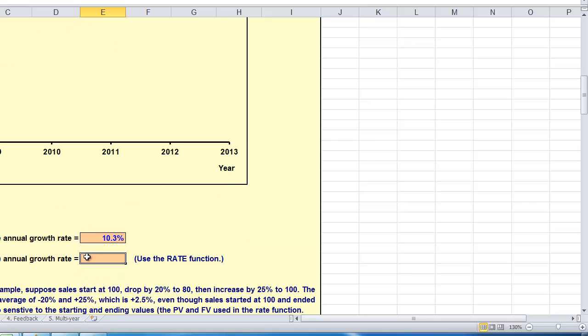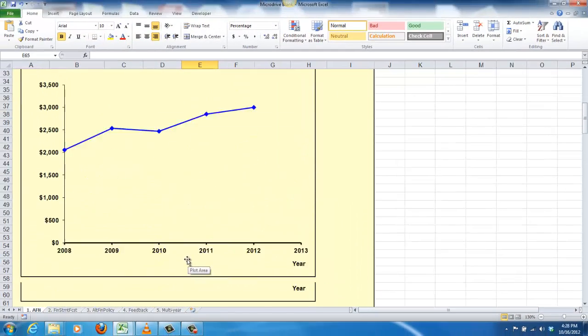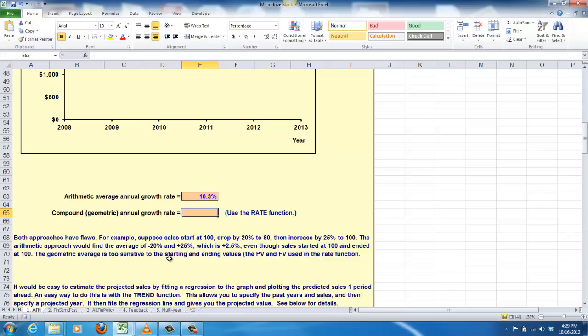The geometric growth rate is calculated a little differently. Your text gives some insight on this, and additionally, the notes provided on the page here also give some information. Essentially, with the compound or geometric annual growth rate, we're taking the first amount of sales for 2008 and the last amount of sales for 2012 and figuring out what the compounded growth rate would have to be every year to achieve that difference.